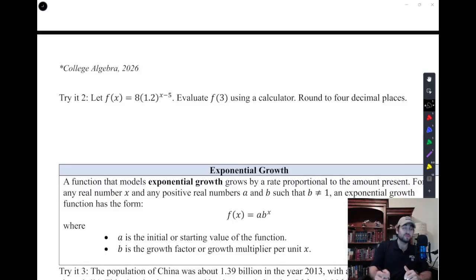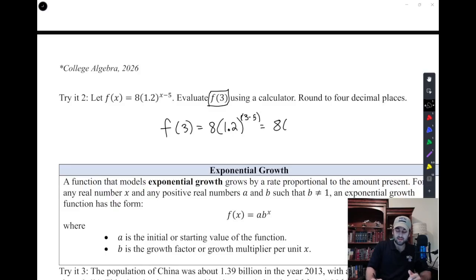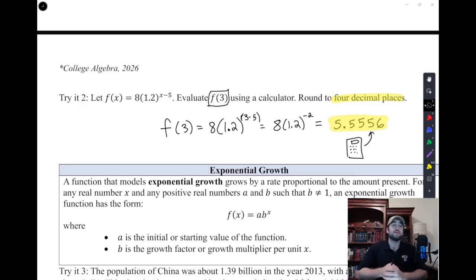So for this one, we're just plug and chugging 3, because that's what evaluating f of 3 means. And so f of 3 equals 8 times 1.2 raised to the 3 minus 5, which is just 8 times 1.2 raised to the negative 2, which is 5.5556 if you round to 4 decimal places. And again, I got that last step using a calculator, although the first 3 steps we didn't need a calculator for. So we'll look at a few today where the very last step of the problem, you would have to have a calculator to evaluate. Otherwise, you would just stop right there.